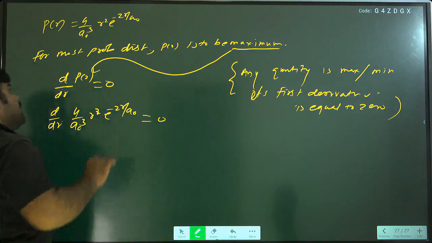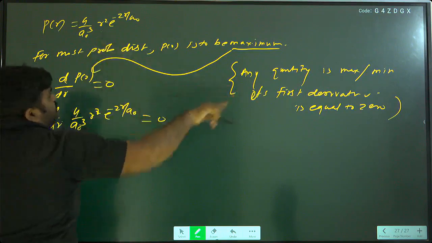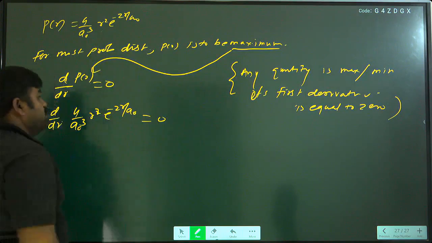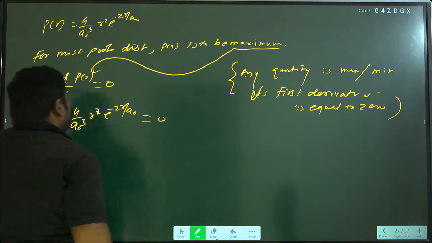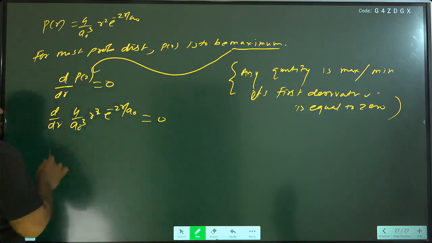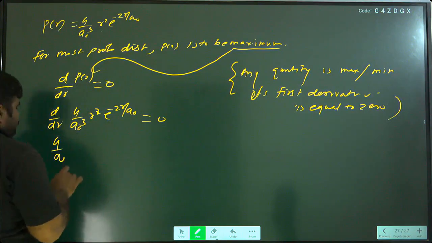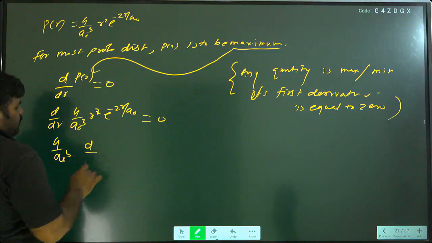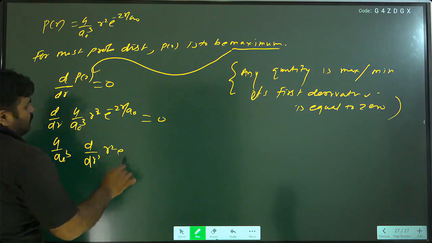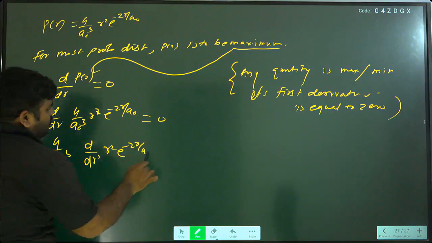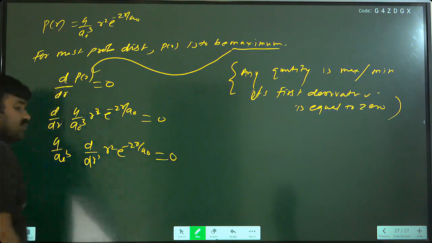और second बात r square की रहेगी. This is taken in a spherical system. समझ में आ रहा है? Then this is equal to how much? 0. Okay. 4 upon a naught we can take outside. D upon dr r square e to the power minus 2r/a0 is equal to 0. समझ में आ रहा है?